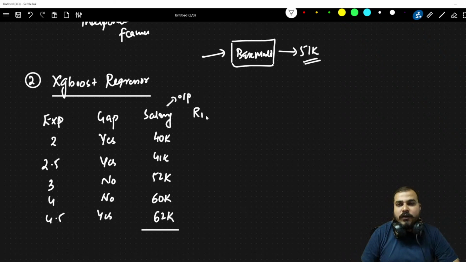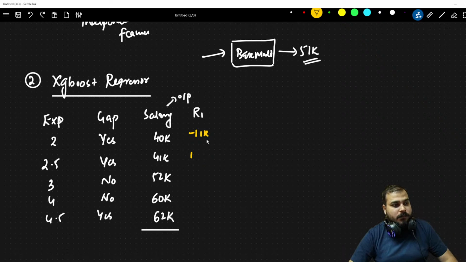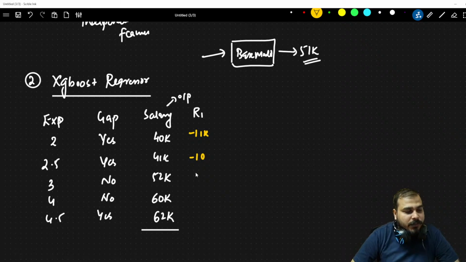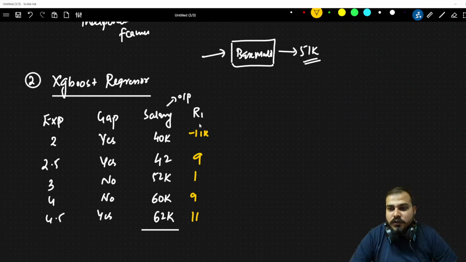Now, based on this, I will calculate my residual. How do I calculate my residual? I will just subtract 51K from each salary. So this will be minus 11K, minus 10K, minus 10K, then 1, 9, and 11. I hope everybody is able to get this. Oh, sorry, let's make this 42K, just to make my calculation a little easier. So I have minus 9 over here. This is my residual.